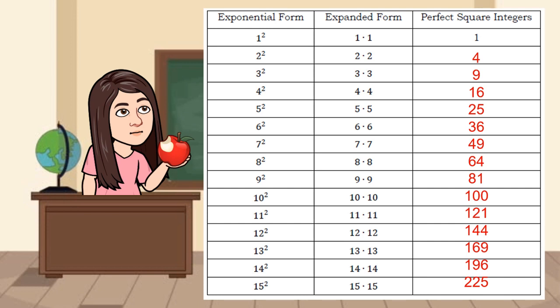12 squared is 12 times 12, which is equal to 144. 13 squared is 13 times 13, which is equal to 169. 14 squared is 14 times 14, which is equal to 196. And lastly, 15 squared is 15 times 15, which is equal to 225.